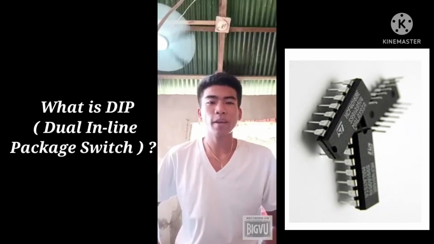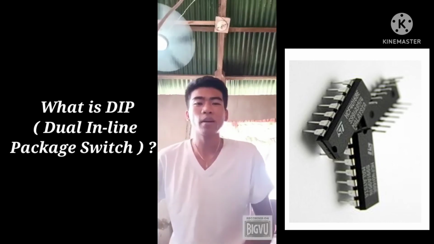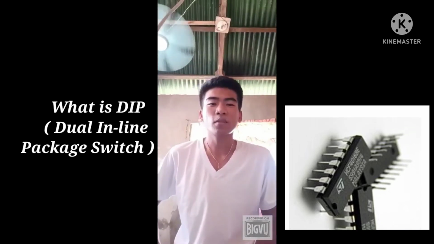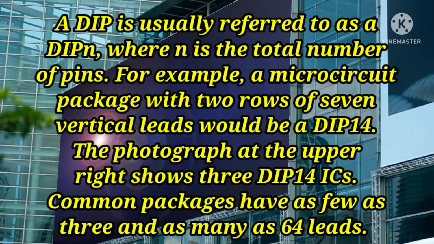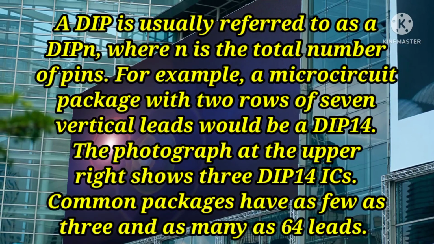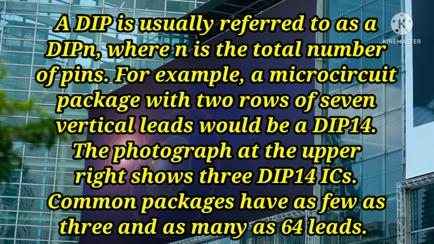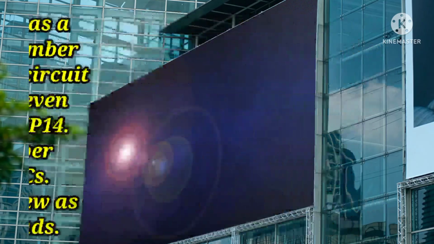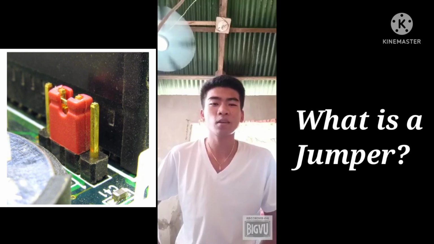DIP, Dual Inline Package, is an electronic component package with a rectangular housing and two parallel rows of electrical connecting pins. Next is jumper. A jumper is a pair of prongs that are electrical contact points set into the computer motherboard or an adapter card.